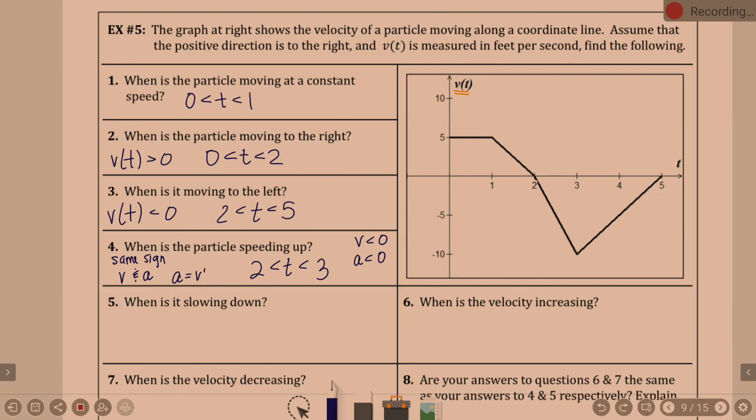Now, that talk makes 5 easier. 4 was when is the particle speeding up. This is when is it slowing down. What am I looking for now? 1 to 2, 3 to 5. Okay. So officially here we're looking for opposite signs. So one positive, one negative. And that is opposite signs on velocity and acceleration. It helps that we just did number 4, didn't it? That helps a little bit.